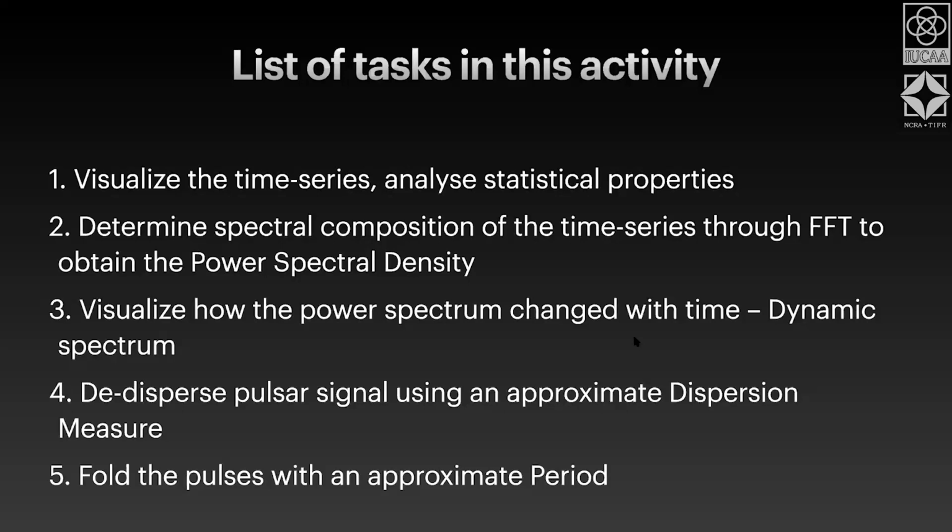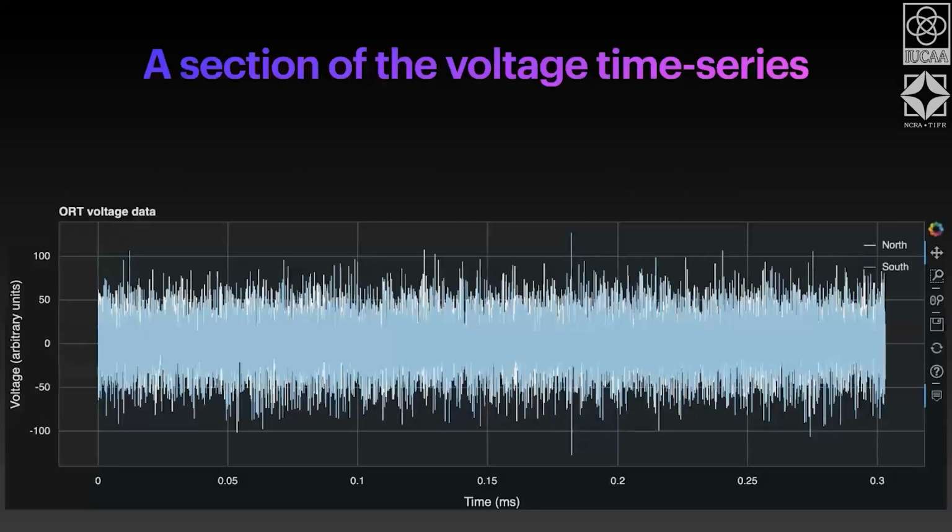And then once we see a signal, and we know it's a pulsar signal, we'll see that it has dispersed in the frequency range, and we'll try to de-disperse it, fold the pulses, and get the approximate period and DM, the dispersion measure. So we'll go through that somewhat step by step.